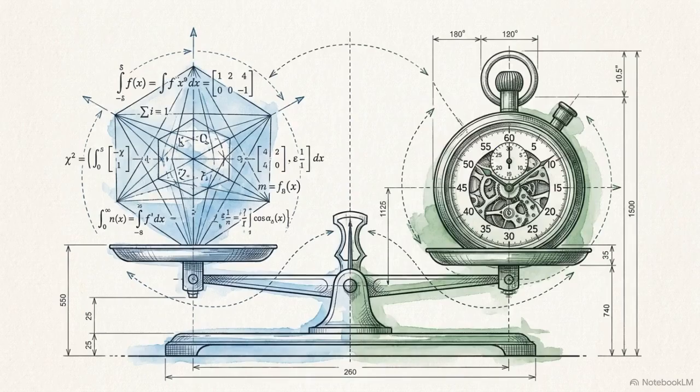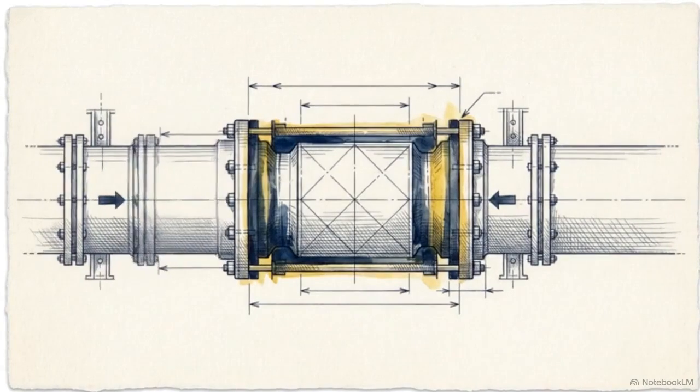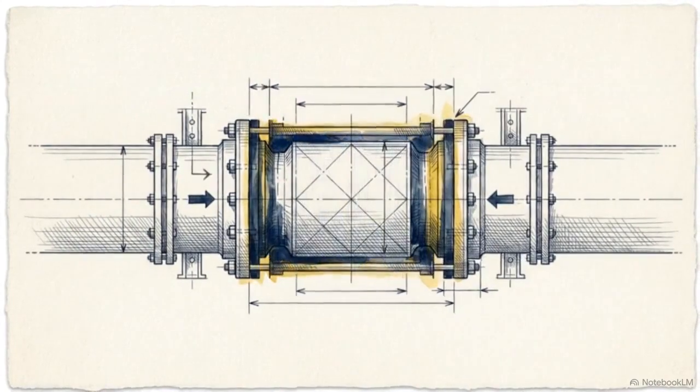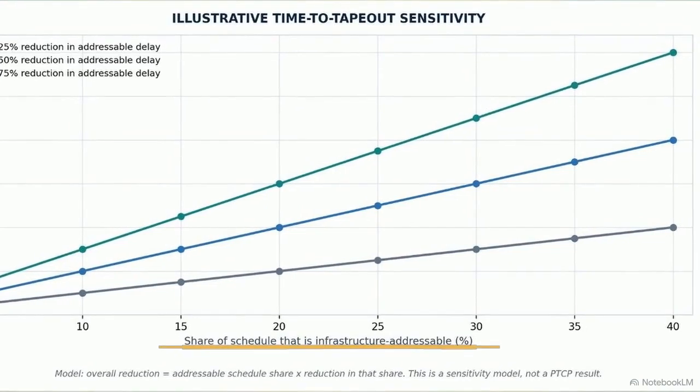Evaluating the return on investment for PTCP requires strict mathematical bounds. Guided by Amdahl's law, the maximum schedule reduction is strictly limited to the portion of the tape-out time actually caused by addressable infrastructure delays. This chart models the illustrative sensitivity of end-to-end schedule reduction against that addressable delay. Look at the x-axis. We first measure the customer's production flow to identify the exact percentage of the schedule consumed purely by infrastructure waiting. Assume 20%.